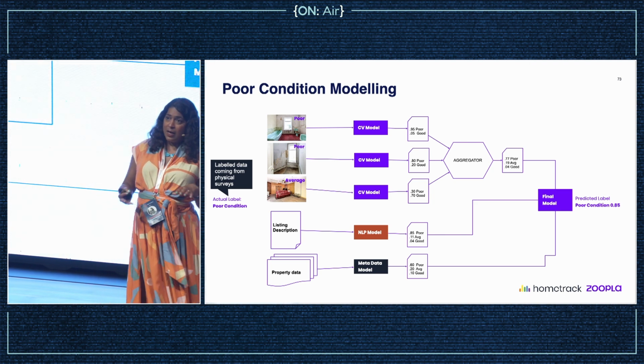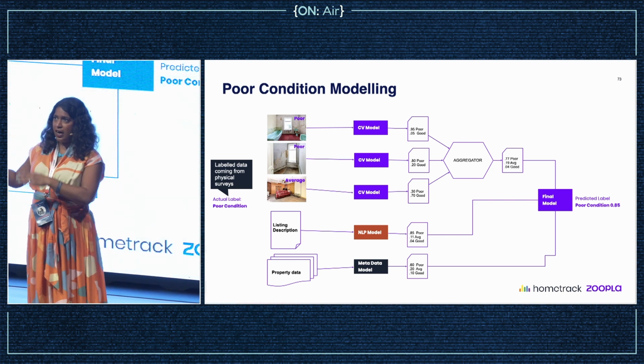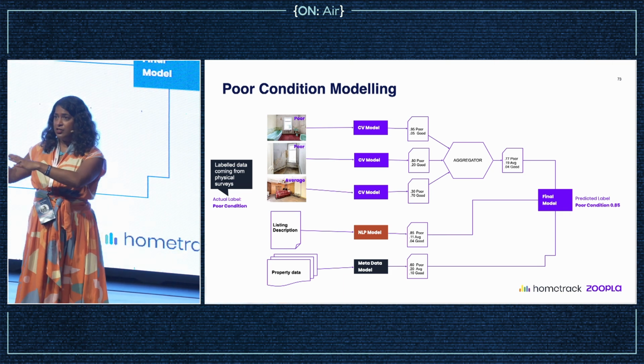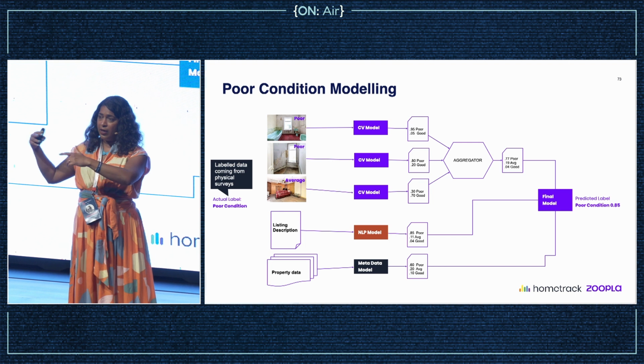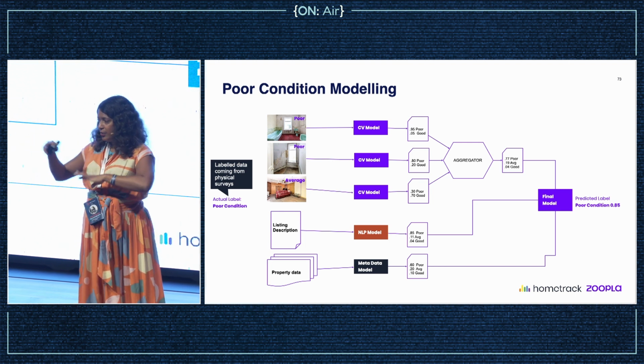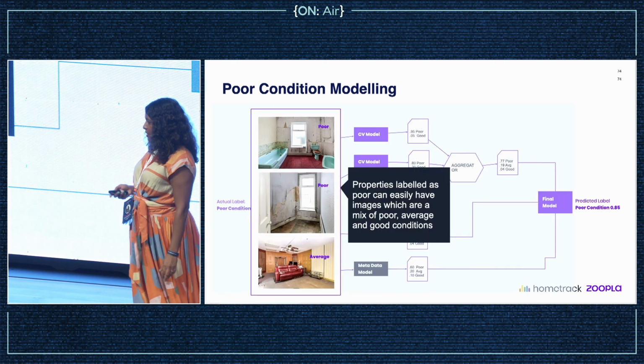And our label data comes from surveys. Because at HomeTrack, with our contract with the banks, they also give us data on surveys done on properties, and we also have data on whether a property has been labeled for condition or not. So again, a fantastic data set to work with.